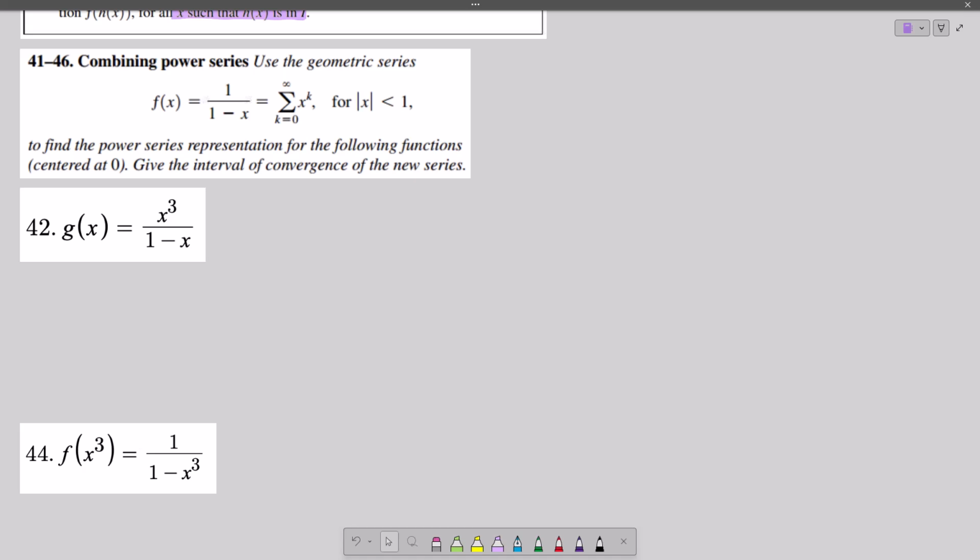Okay. Well, the first thing I see is that we have x cubed multiplied by the geometric series. 1 over 1 minus x is the geometric series. So this is number 2 above. We have x cubed, and we don't have 1 over x. There's no 1 over x, so this is all kosher. So we have k equals 0 to infinity, x to the k. That's the geometric series right there.